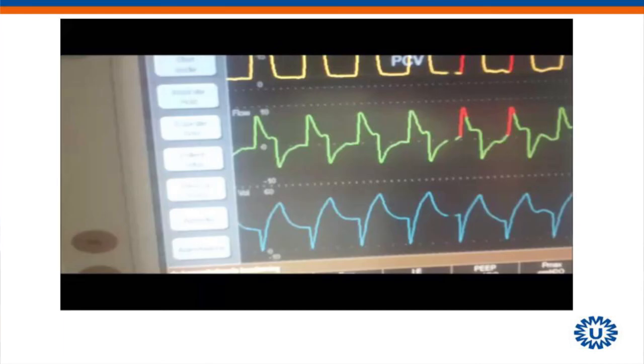What do we see here? Try not to look as much at the volume curve, but look at the flow curve. What you expect in pressure-controlled ventilation is that the flow will return to zero. But this flow stops here. Why? Because of the enormous leakage.